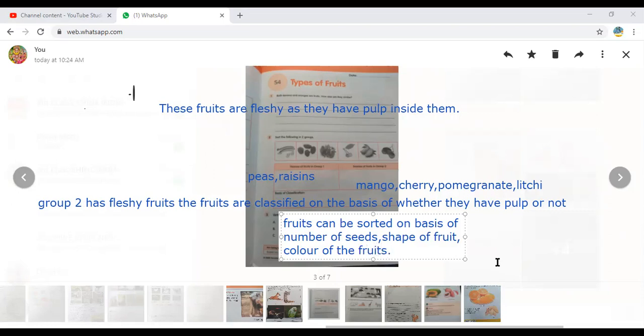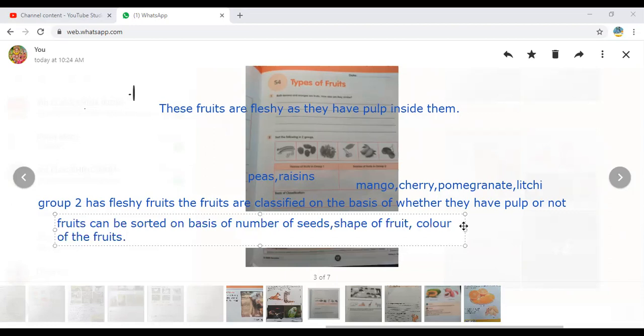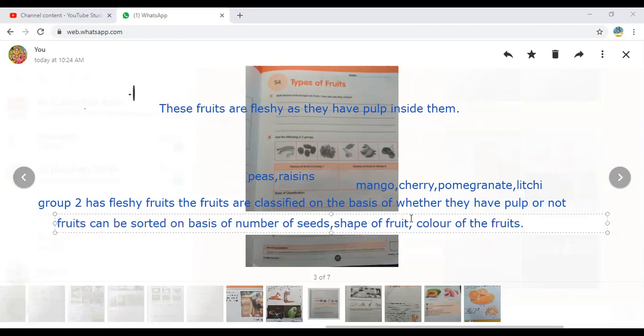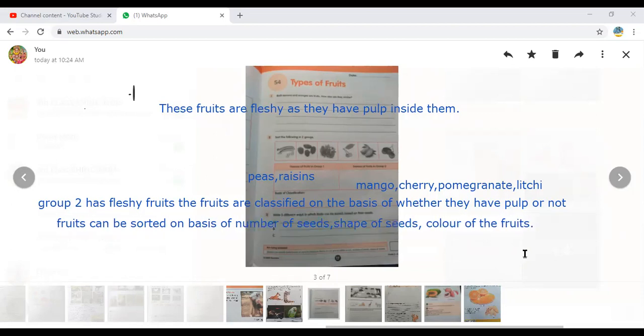So I have given you seeds here, number of seeds. Next is shape. Suppose mango has a different shape, banana has a different shape. Here we should write shape of the seeds, and the color of the fruit, different colors of the fruit. This is the answer for the third question. I hope it is clear.